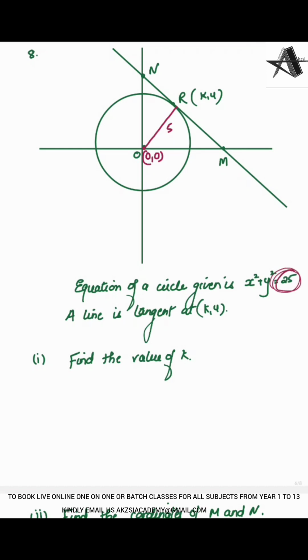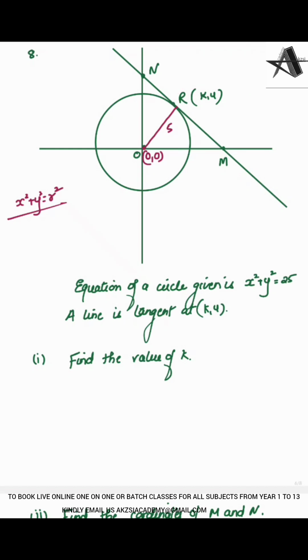The standard equation of a circle whose center is (0, 0) is x squared plus y squared equals r squared. On comparing, I'll get the radius as 5. So now the line is a tangent at (k, 4). Here the line is a tangent. Find the value of k.